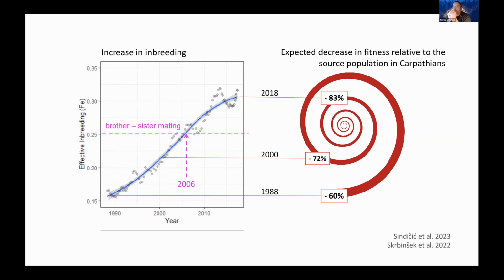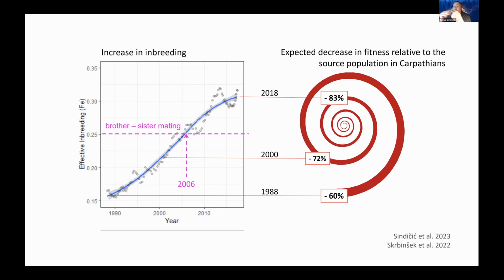There were many hypotheses about what was happening with lynx, but through collection of historic samples, we were able to demonstrate how inbreeding was increasing in the population. Inbreeding, as you know, can have severe effects on population fitness as it increases. And inbreeding in 2006 approached, random breeding in the population approached brother-sister mating in an outbred population. Lynx were suffering from genetic erosion through inbreeding, and this was probably the cause of the obvious population decline.